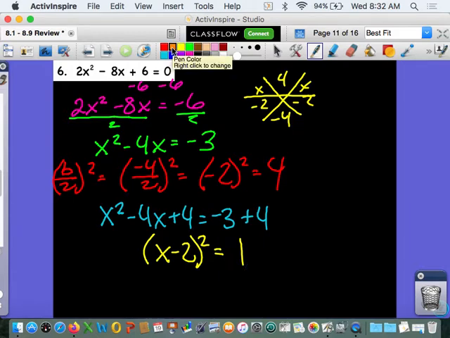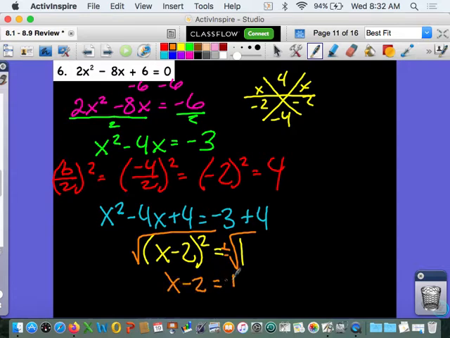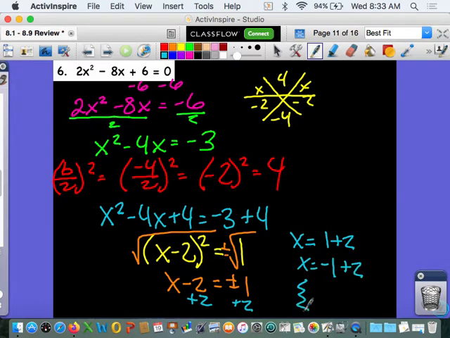How do I get rid of the squared? What do we say you do? Take the square root. Don't forget in front of the square root of that 1, plus or minus. So x minus 2 equals plus or minus 1. My next step would be to do what with that 2? Add 2. So I have x equals 1 plus 2, or x equals negative 1 plus 2. So I get, as my answers, 1 and 3.